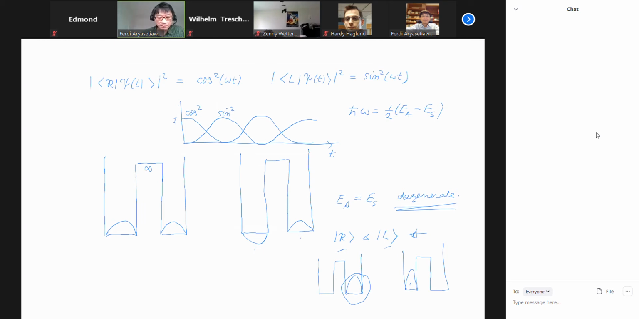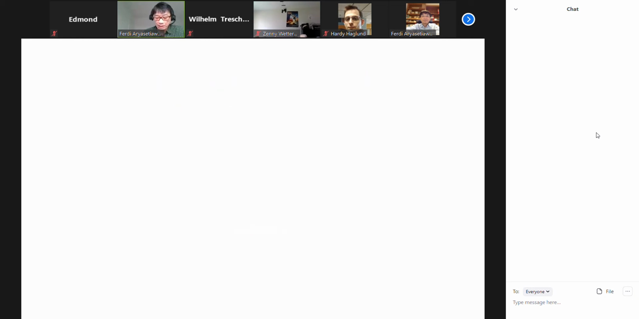One famous example of this, also given in the book, is the ammonia molecule, NH3. This is a molecule with 3 hydrogen atoms, like this, forming a triangle, and a nitrogen atom somewhere here. So this forms something like a tetrahedron, I think. Yeah, something like that.